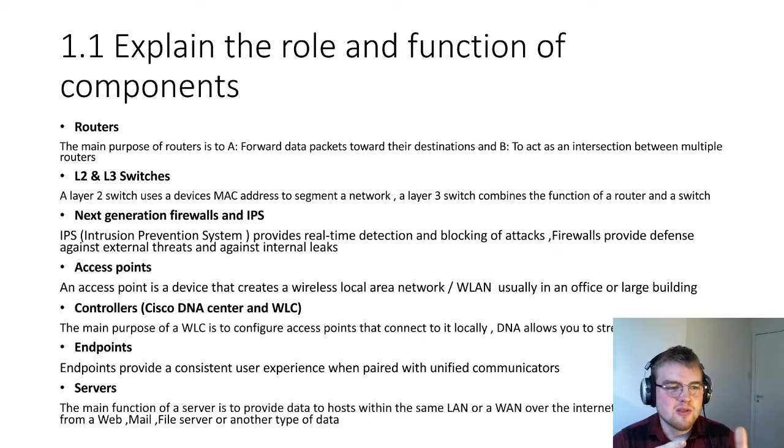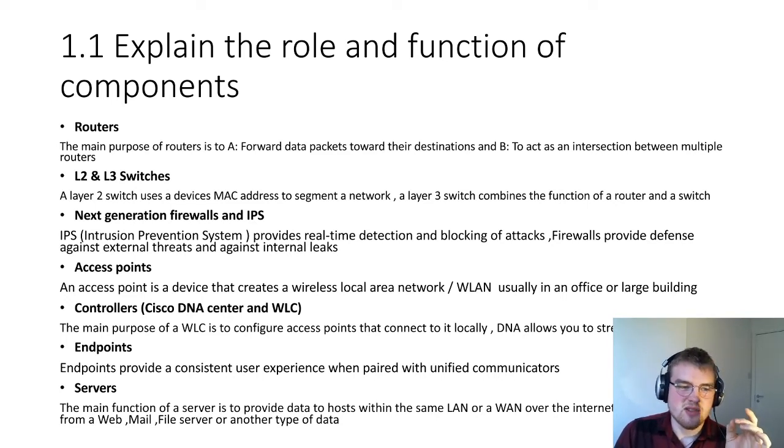And then there are layer 2 and layer 3 switches. A layer 2 switch uses MAC addresses to segment a network. Now, you'll learn more about the layers later on, but for layer 2 switches, you just need to know they don't know IP addresses, they use MAC addresses. And then we have layer 3 switches, which combine both functions of a normal switch and a router. A layer 3 switch is higher up, at layer 3, and it can use IP addresses.